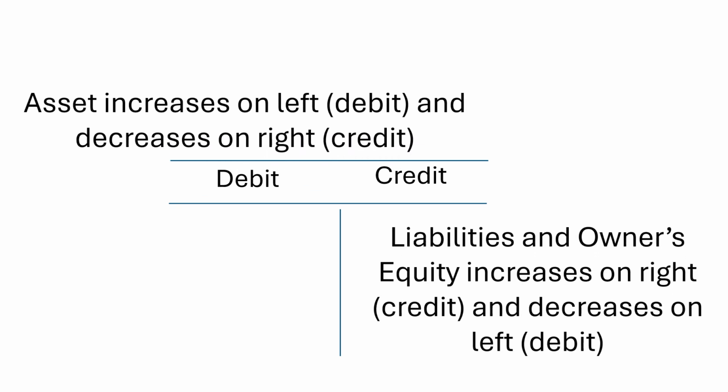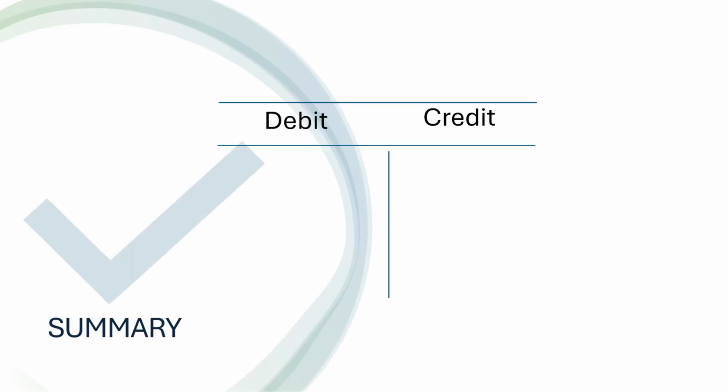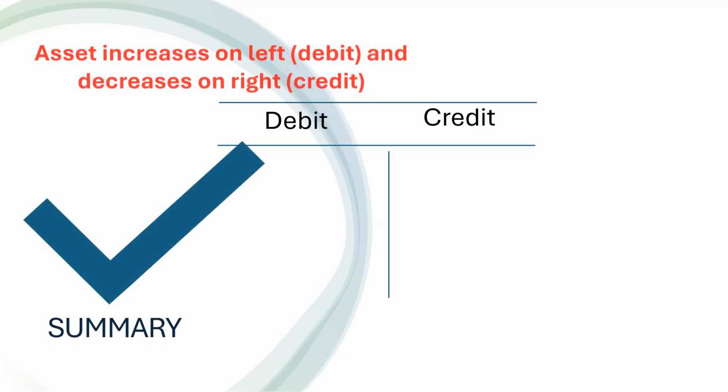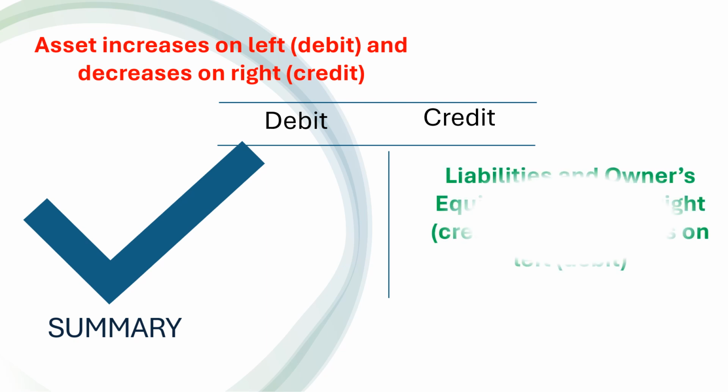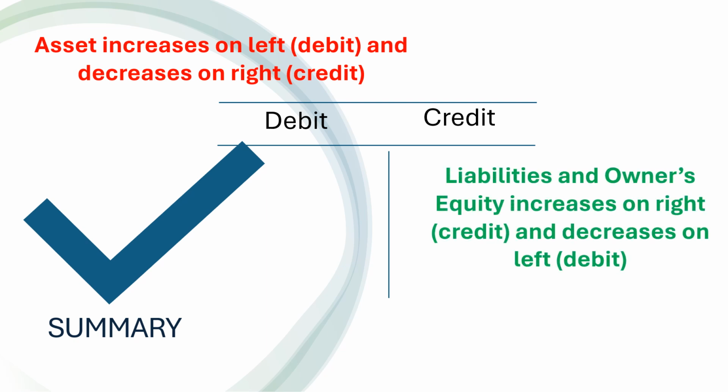So asset increases on the left, that means debit, and decreases on the right. Liabilities and owner's equity increase on the right and decrease on the left. So just if we sum up, that's what we said in the previous slide. So this is the summary of the entire lesson.